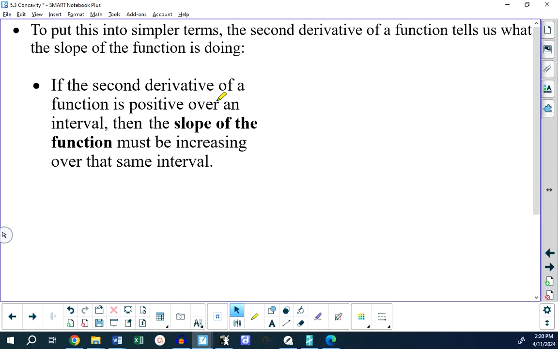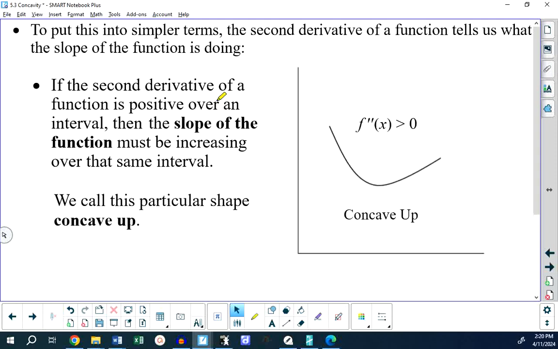And I'm not saying that you should be able to articulate all of this in words on your own, or even verbally. I'm saying you should understand how I've come to this conclusion logically. It turns out that shape is called concave up. And that shape will always look something like this. It will look like a happy face, like a smile.